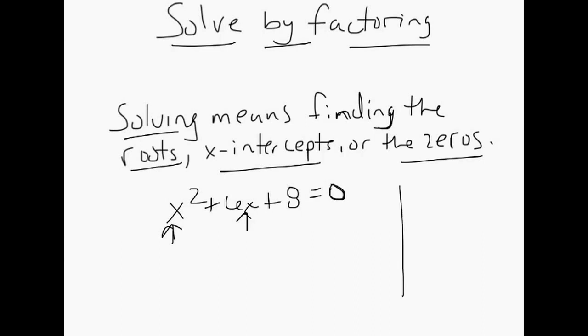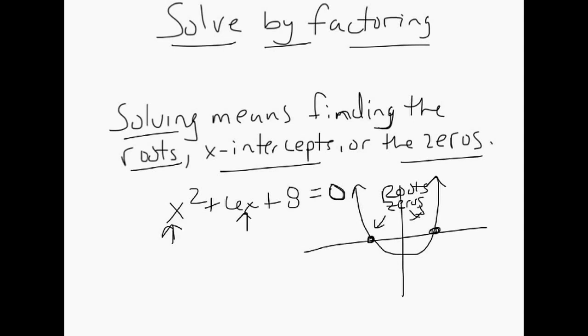When we look at it from a graphing standpoint, a quadratic is going to curve like this and come back up. So a lot of times it's going to hit in two different places. These are your roots, zeros, and x-intercepts. These are the answers we're talking about finding today in class. Okay? This one hits twice.